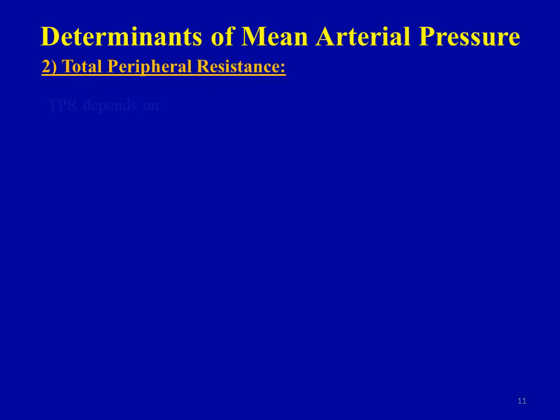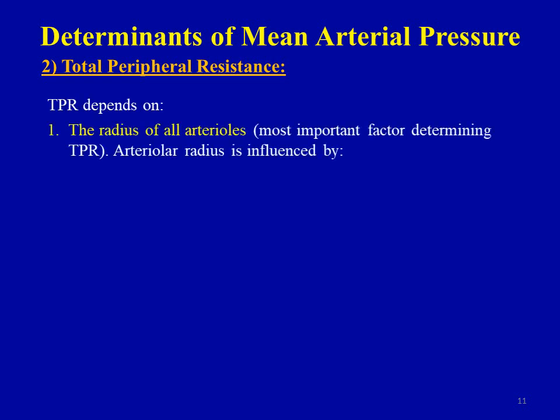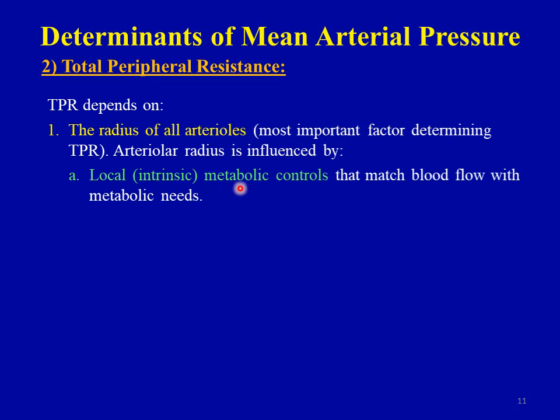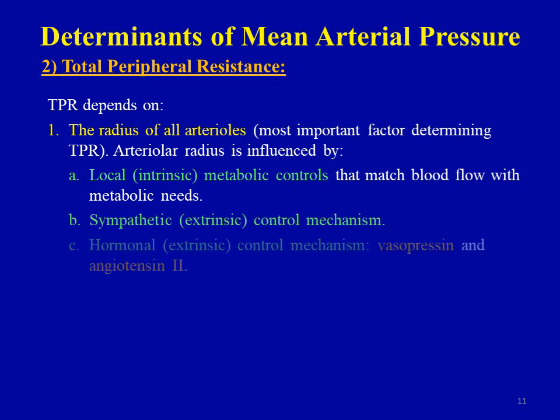So the total peripheral resistance depends on two factors, as I said: the radius of all arterioles, most important factor determining the total peripheral resistance. Arteriolar radius is influenced by local or intrinsic metabolic controls that match blood flow with the metabolic needs of that tissue locally. And we have two extrinsic controllers: the neural control, which is sympathetic control mechanism, and the hormonal extrinsic control mechanism, mainly through the hormone vasopressin and the peptide angiotensin II.